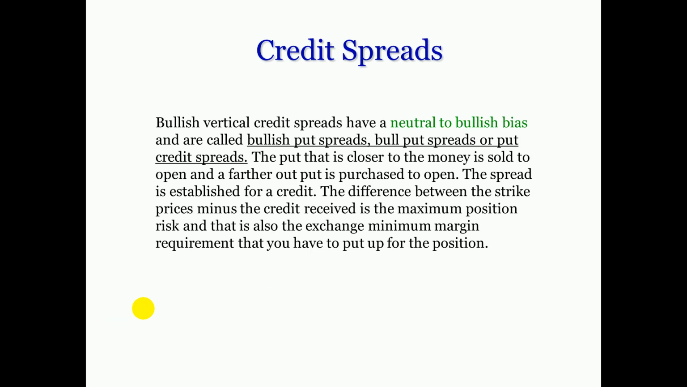So let's talk about credit spreads. A bullish vertical credit spread has a neutral to bullish bias, and they're called bullish put spreads, bull put spreads, or put credit spreads. In this particular instance, we're expecting the stock to stay right where it is. It could move just a little bit lower, that's fine also, or gradually move higher. And so what we are doing is selling out of the money puts with the short strike price closer to the money and the long strike price farther out of the money.